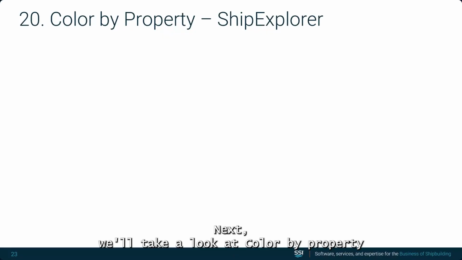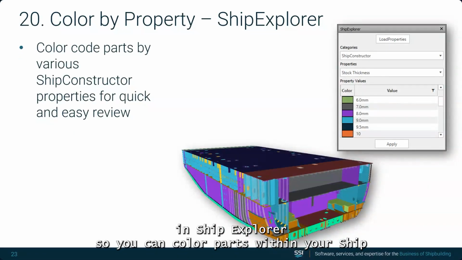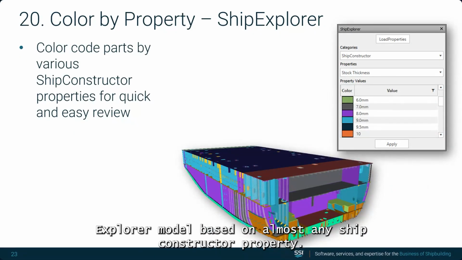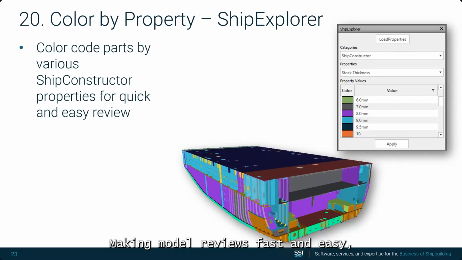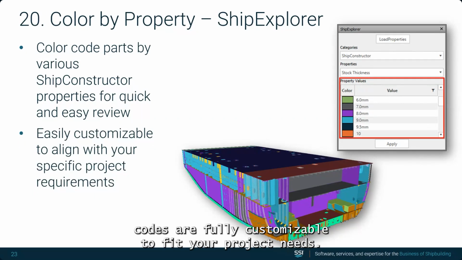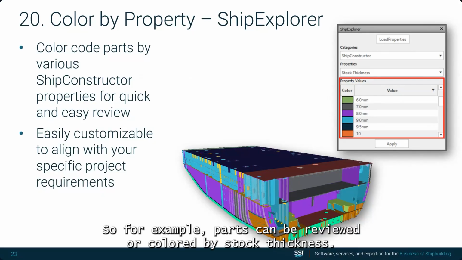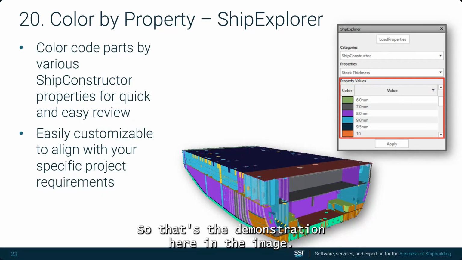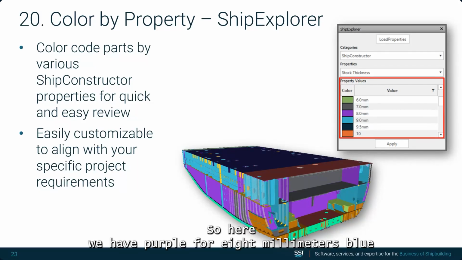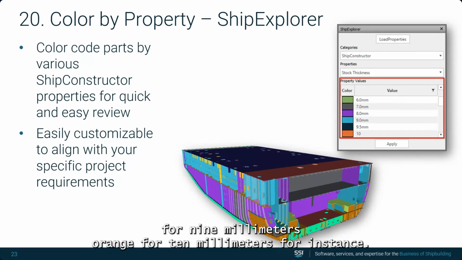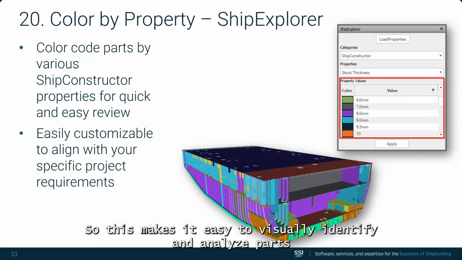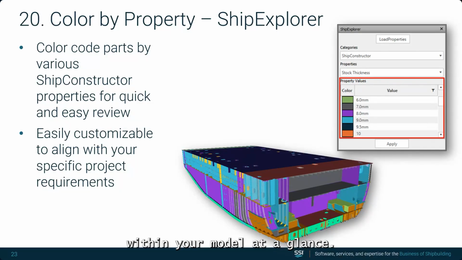Next, we'll take a look at color by property in Ship Explorer. So you can color parts within your Ship Explorer model based on almost any ShipConstructor property, making model reviews fast and easy. So these color codes are fully customizable to fit your project needs. So for example, parts can be reviewed or colored by stock thickness. So that's the demonstration here in the image. Here we have purple for 8 millimeters, blue for 9 millimeters, orange for 10 millimeters, for instance. So this makes it easy to visually identify and analyze parts within your model at a glance.